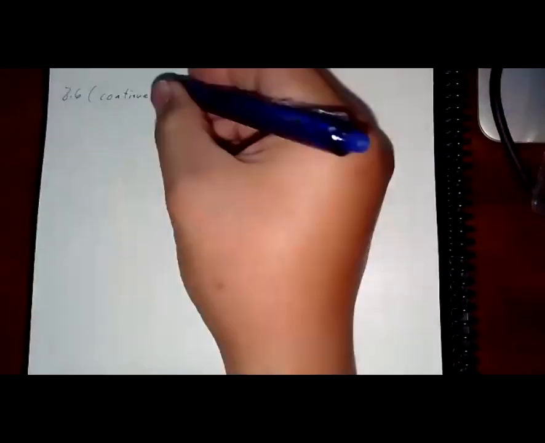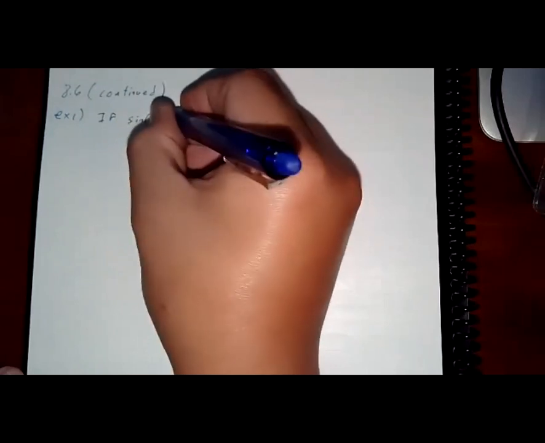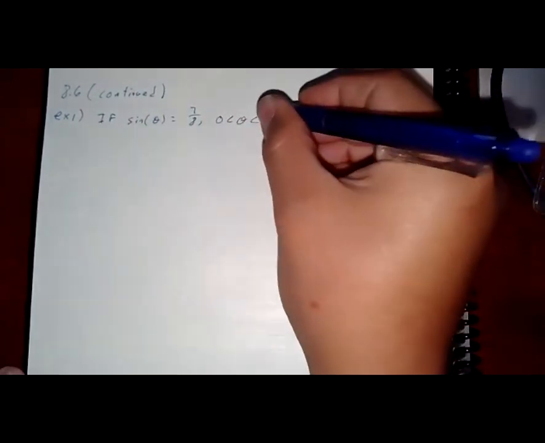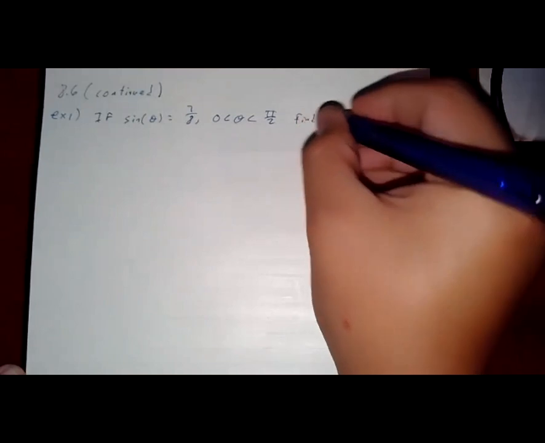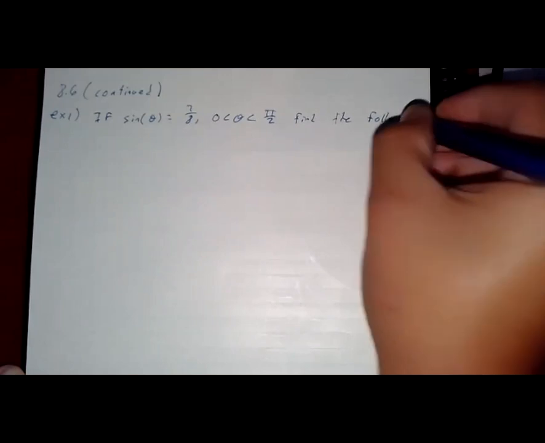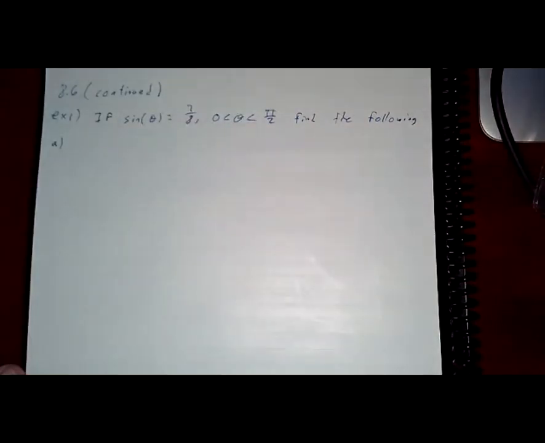Okay. All right, so example 1, we'll do something similar like the other example in multiple parts. So if sine theta is equal to 7/8 and theta is between 0 and pi over 2, find the following. Okay, part A.